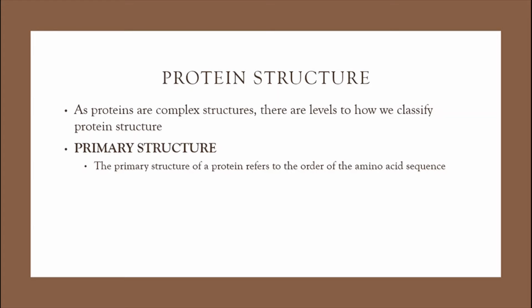So we've already discussed how amino acids join together in a sequence to make our polypeptide. And so the specific order in which different amino acids join together is what is referred to as our primary structure. Because there are 20 different amino acids and we can combine them in different ways up to different lengths, there are so many different primary structures that exist. So once again, the primary structure of a protein refers to the order of the amino acid sequence.